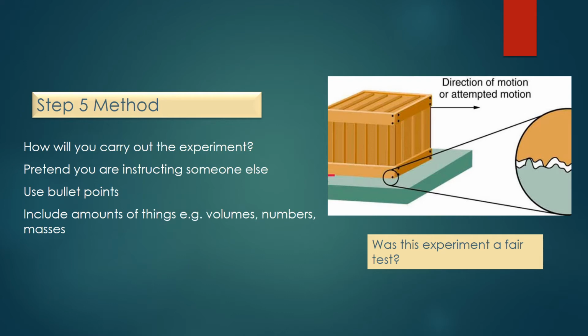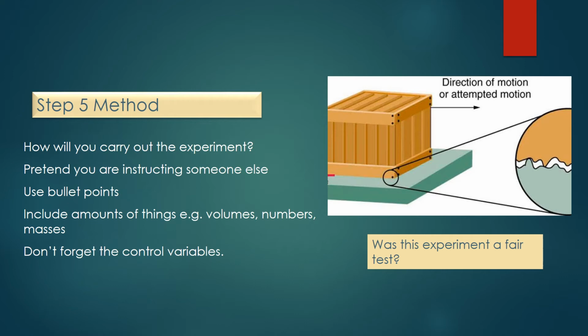Include amount of things. So include, I don't know, the height you are going to lift it. So a set height. So whether that's in centimeters or whether the top of the tray is resting against something. Okay, it needs to be set exact things. Okay, a set distance and a set height for the tray. And then obviously don't forget your control variables. In the next slide, we'll discuss these control variables a little bit more.